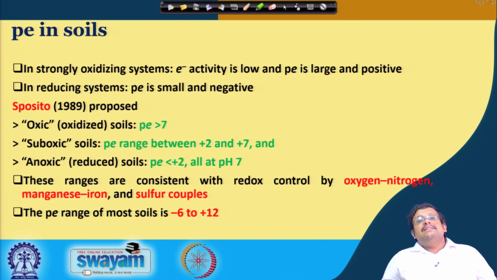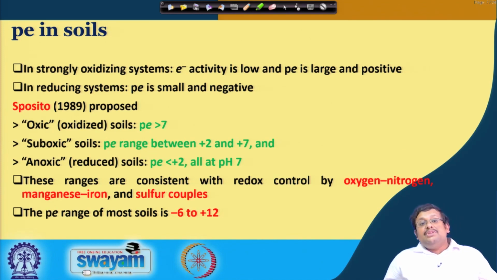So, these ranges are consistent with redox control by oxygen, nitrogen, manganese, iron and sulfur couples. Basically, these oxygen, nitrogen, manganese, iron, sulfur couples are very important reactions as far as the redox reactions in the submerged soil are concerned. These ranges are true when you compare these oxygen, nitrogen, manganese, iron and sulfur couples in the submerged soils.